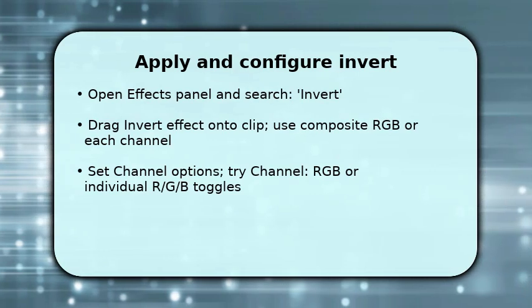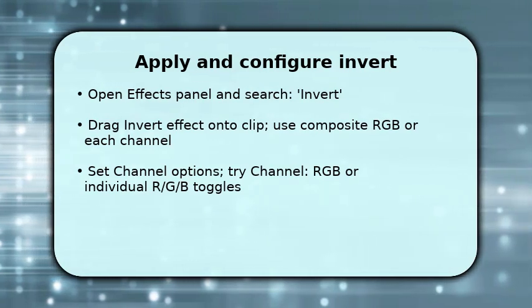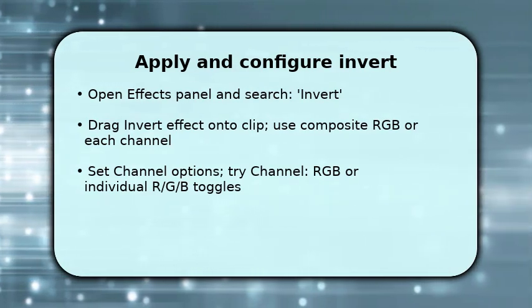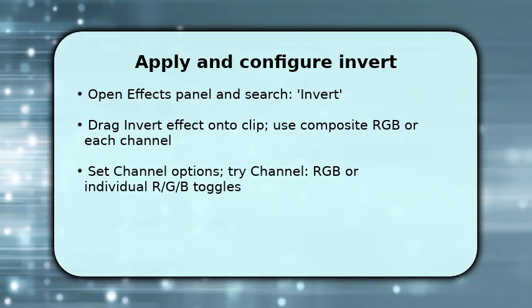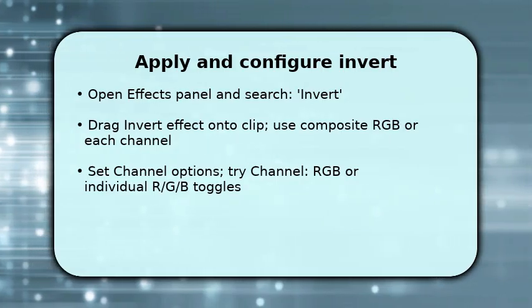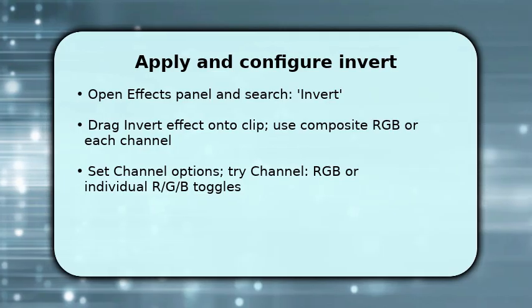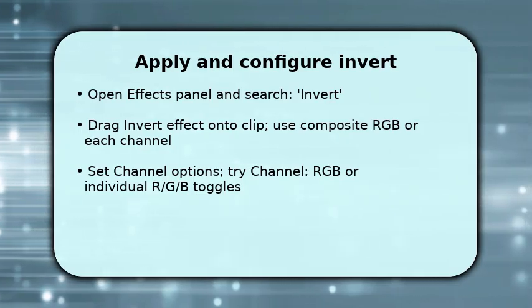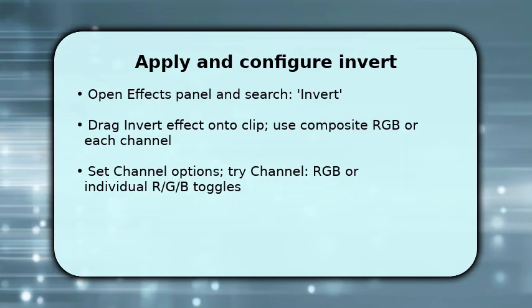You now apply the actual invert effect from the Effects panel, type invert, and drag it onto the selected clip. Once applied, go to Effect Controls. You can invert composite RGB for a full negative or invert channels individually to fine-tune color relationships.